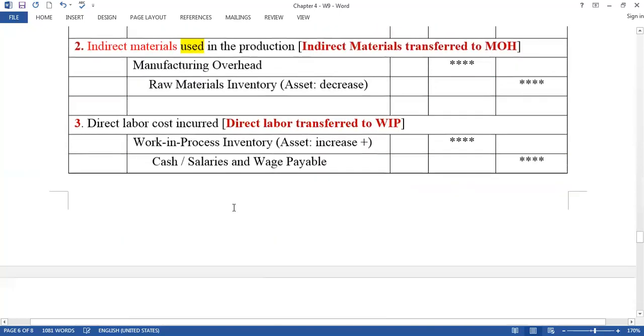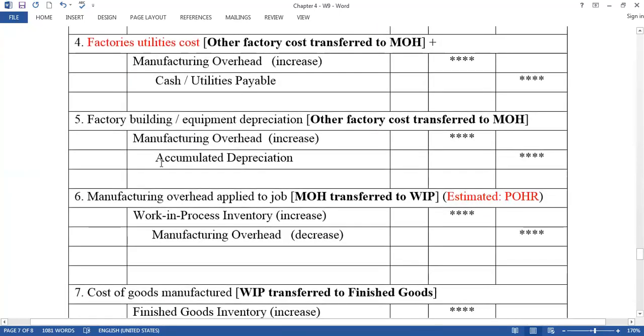So look, this is the journal. We are done up to here. MOH now transfer to WIP, and we use which number? We use the estimated number. Do you understand? Now MOH decrease, it is credit, and WIP increase, it is debit. I repeat again, manufacturing overhead transfer to WIP, therefore WIP increasing debit, and manufacturing overhead decreasing, it is credit.